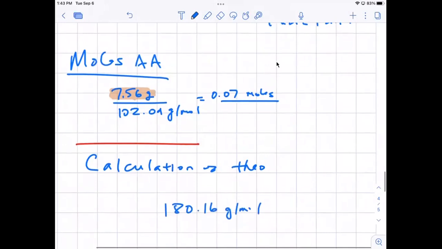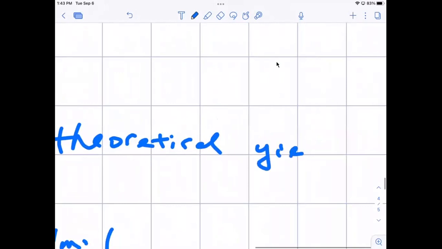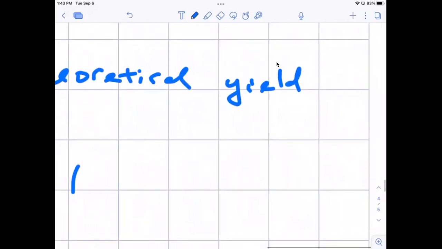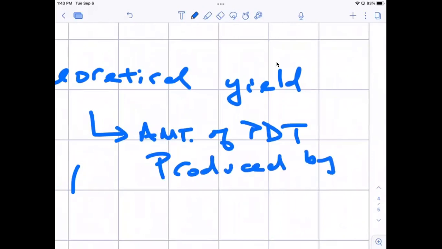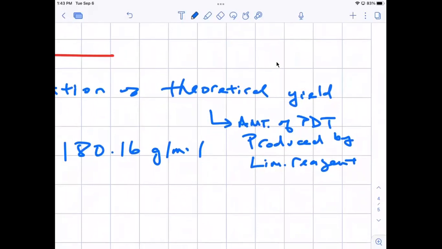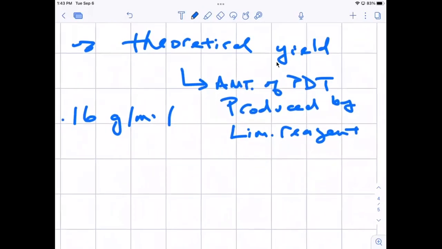All right. So let's talk about this calculation of the theoretical yield. This is not percent yield, it's the theoretical yield. So the theoretical yield is the amount of product expected or produced by the limiting reagent. It's the amount of product that the number of moles of limiting reagent is capable of producing, right? And the theoretical yield is always in grams.